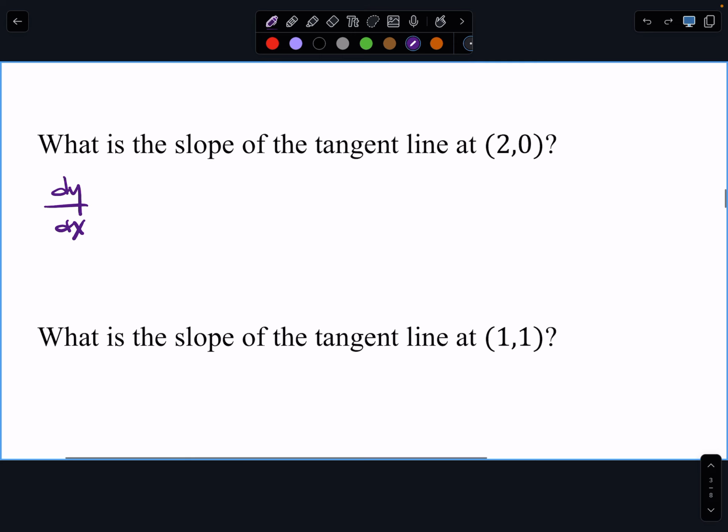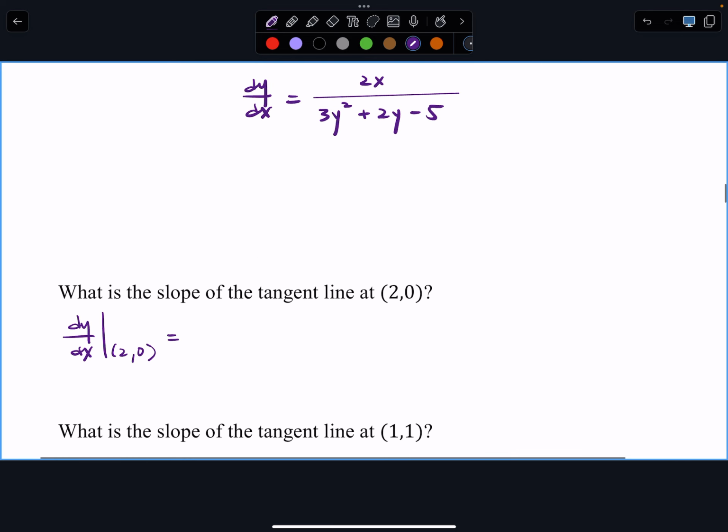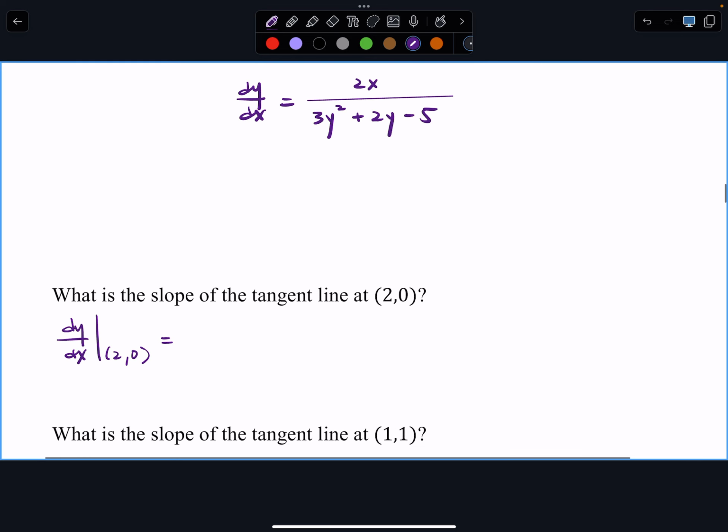Wait, if it's something divided by 0, what does that mean? Vertical tangent line. Vertical tangent line.